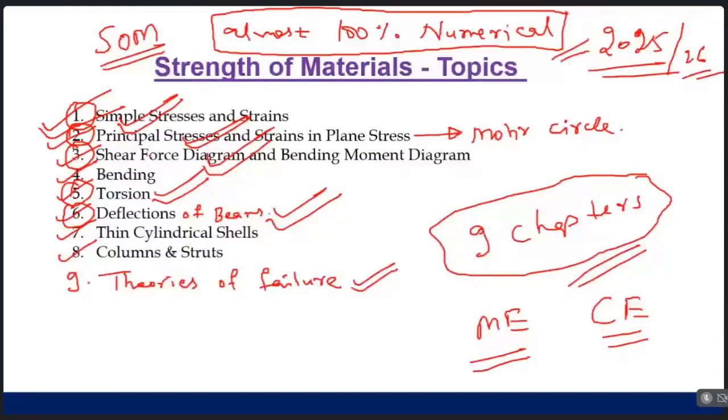From there, these 5 chapters, 100% guarantee of one question in the GATE examination, 100% guarantee. So we should proceed in this way: 100% numerical subject. That's why formula will be very important.